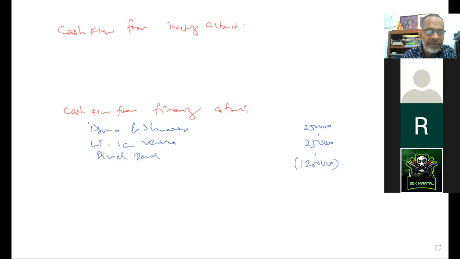Next one, purchased machinery amounted to 350,000 and payment made by cash. Therefore, purchased machinery, that is investing activities. I am writing here purchased machinery 350,000 cash outflow.